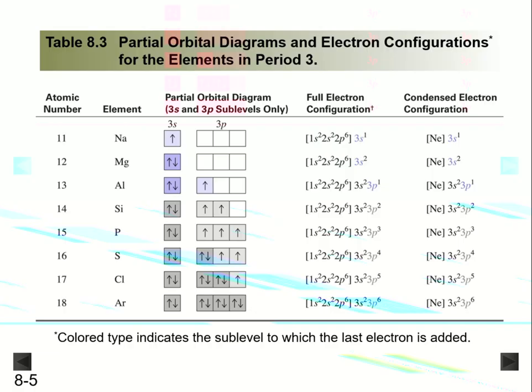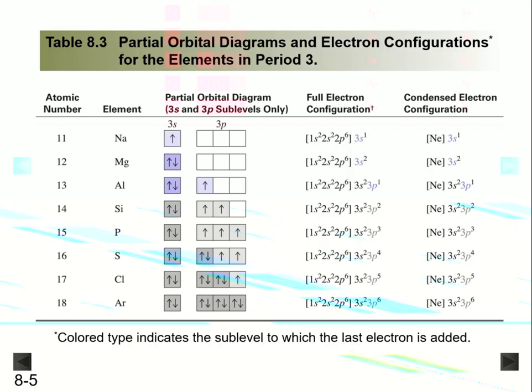And when we get to sulfur, the 3s2, 3p4, 2 of the electrons must pair up in the 3p. Chlorine, 4 of the electrons pair up in the 3p. And then for argon, all the electrons in 3s and 3p are all paired.